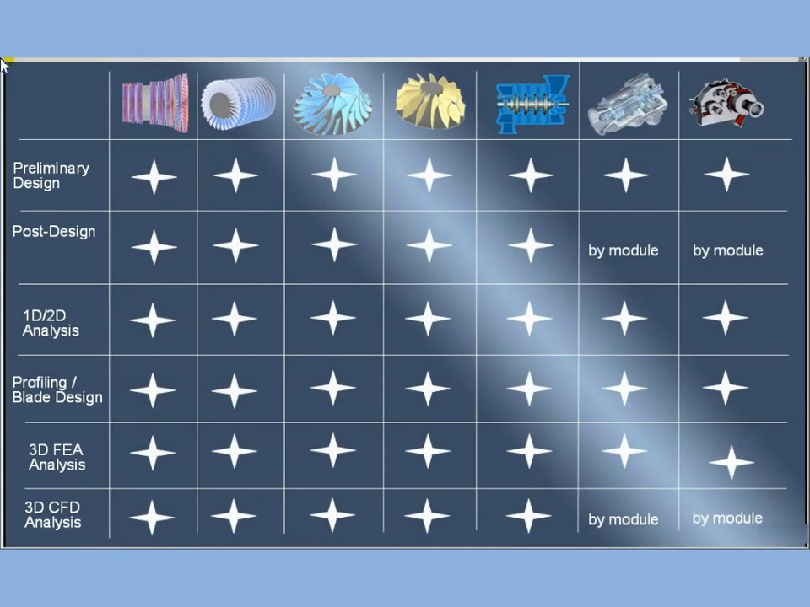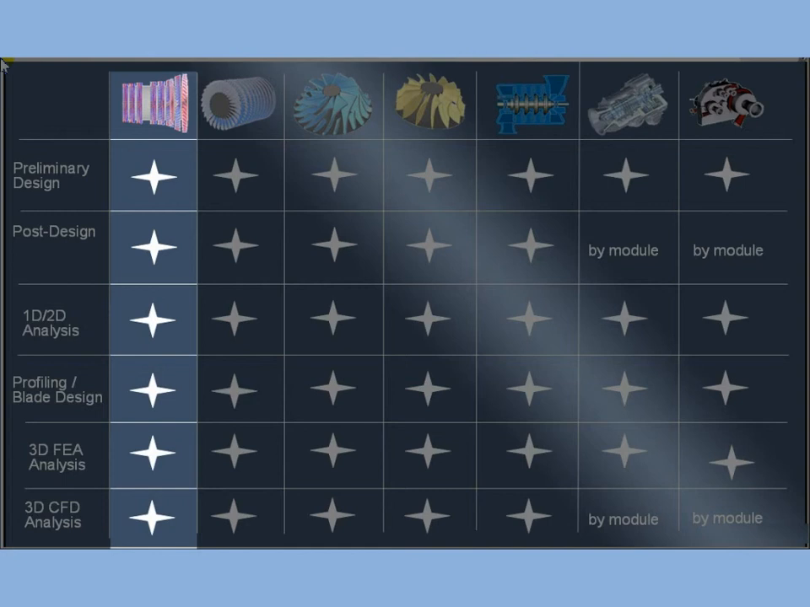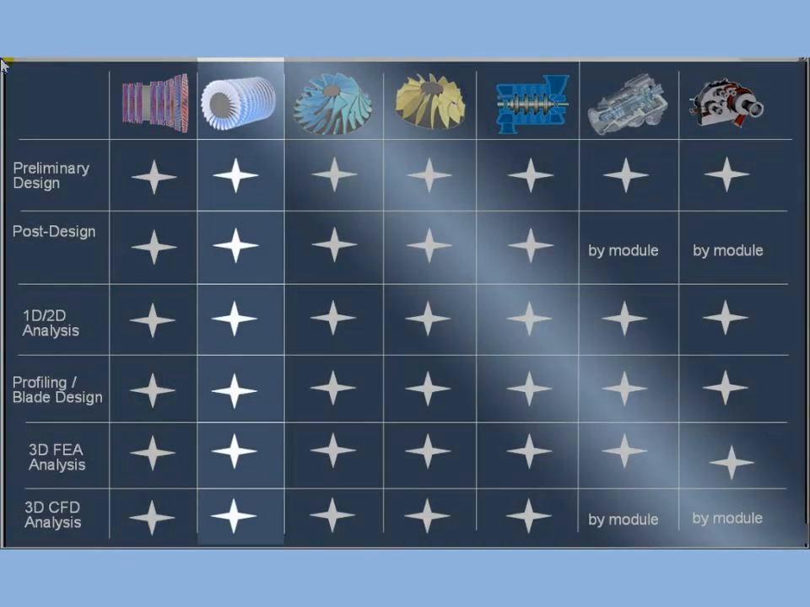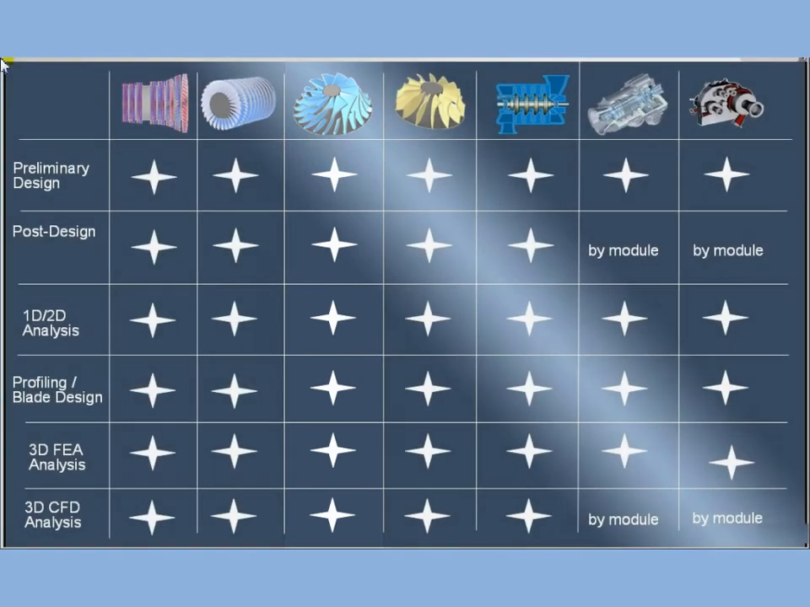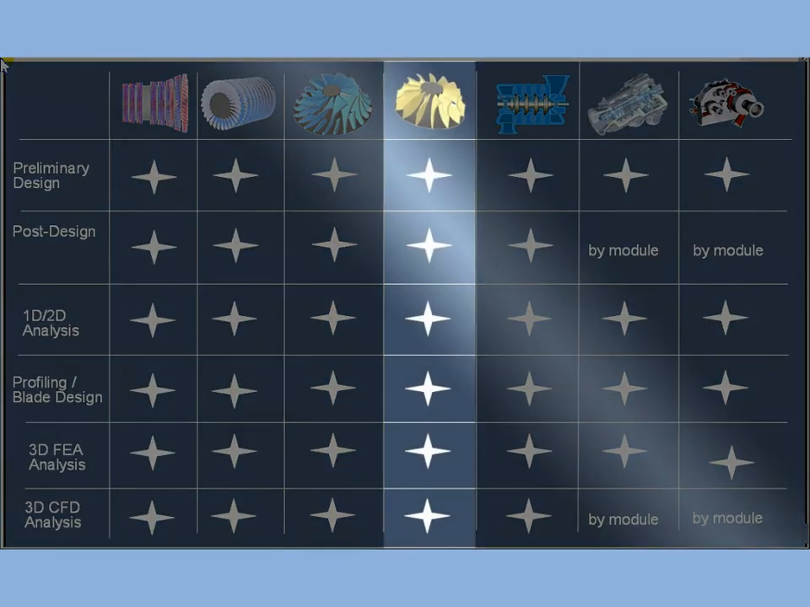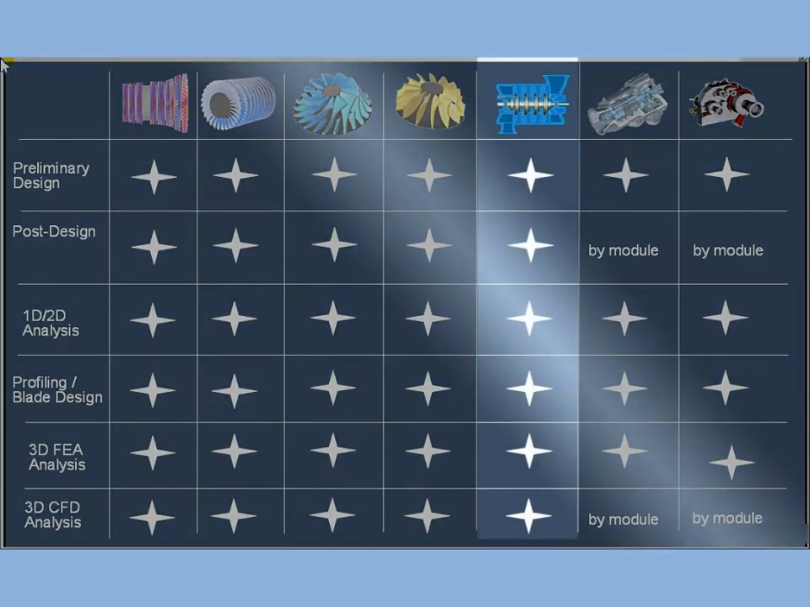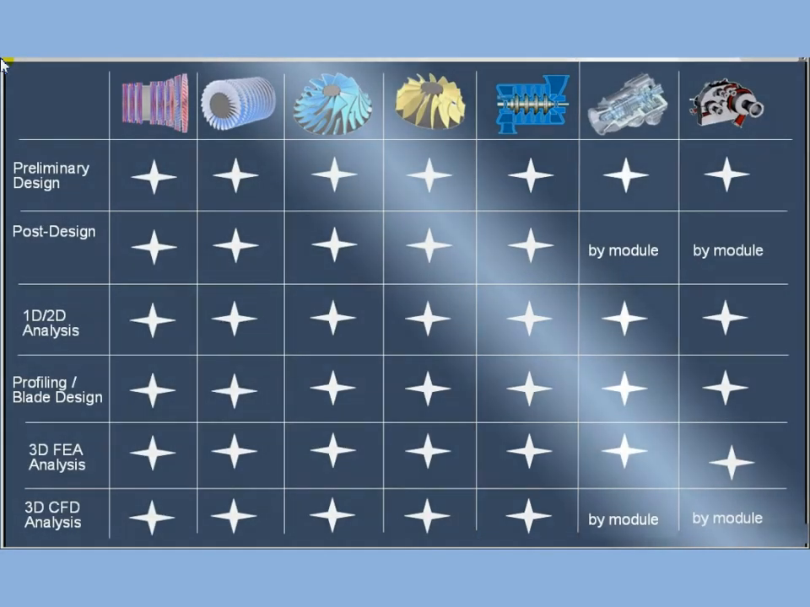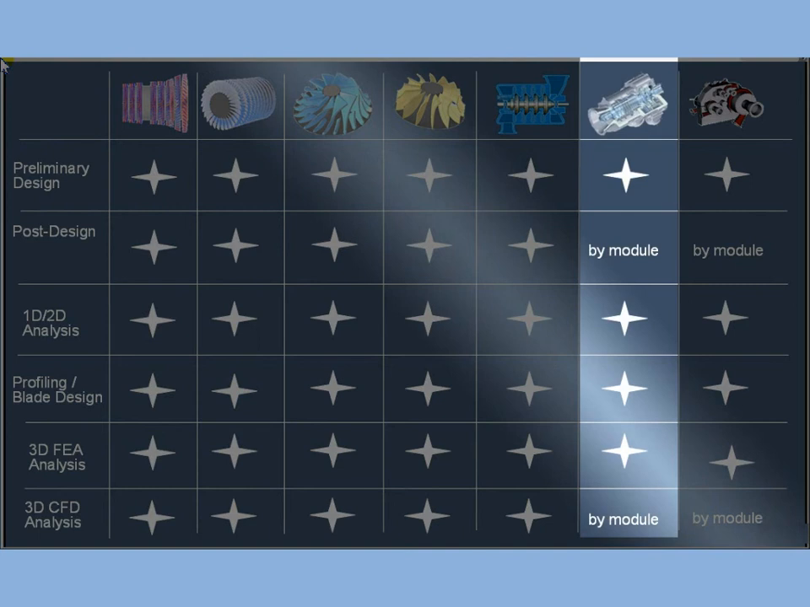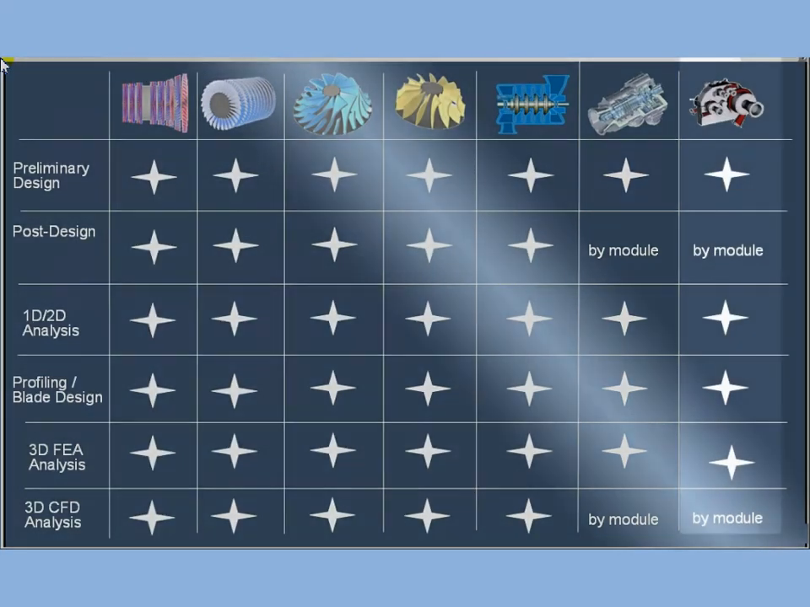As a horizontally integrated suite, AxSTREAM provides services mentioned above for all types of bladed turbo machinery, that is, axial turbines, axial compressors, single-stage centrifugal compressors, radial inward flow turbines, multi-stage centrifugal compressors, axial radial compressors, and integrally geared compressors.